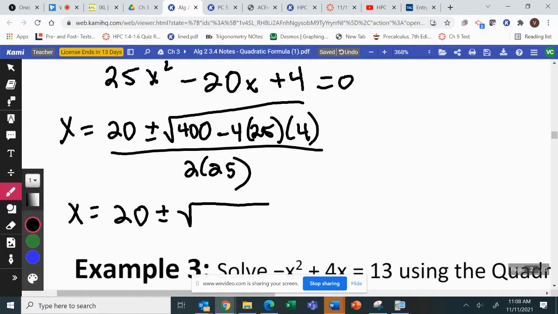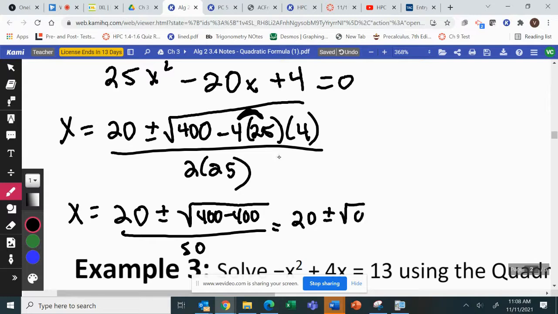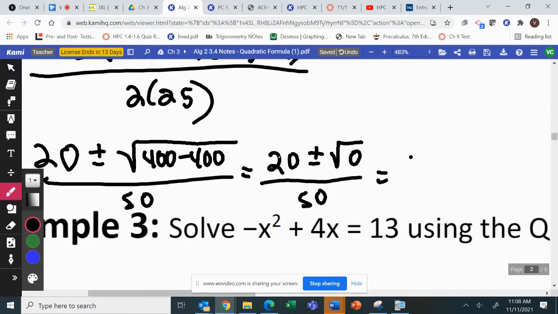So we need to do 400 minus, now let's see, what's 4 times 25? 100 times 4. So I got 400 minus 400, and then all over 50. So I've got 20 plus or minus the square root of 0 over 50. So what is the square root of 0? 0. So what happens if I add 0 or subtract 0? It's the exact same answer for both. So I get 2/5.